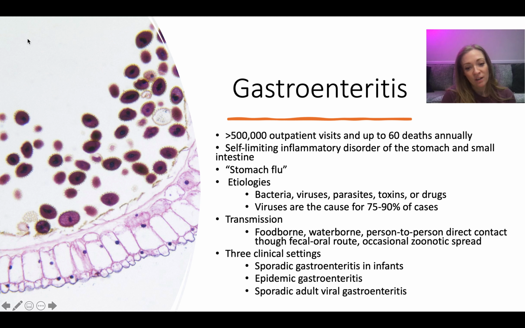Moving on to acute viral gastroenteritis, it is typically seen in 3 clinical settings. 1, sporadic gastroenteritis in infants, where 35 to 65% of cases are caused from rotavirus. 2, epidemic gastroenteritis, and 3, sporadic adult viral gastroenteritis. The majority of cases of epidemic viral gastroenteritis are caused by the caliciviruses, 2 of which affect humans, norovirus and sapovirus. Other causes may include rotavirus and astrovirus.